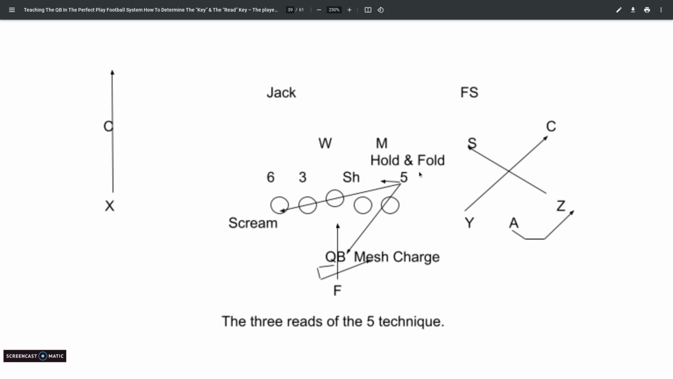That's what we're running. So the quarterback's off the midline, the running back's on the midline, the mesh takes place. The quarterback gets off the midline and his eyes go to the five technique. His eyes go to the backside defensive end, and he's going to read what that guy does.